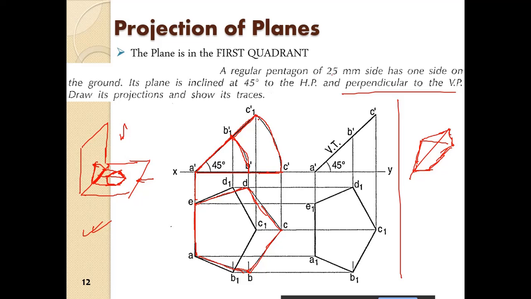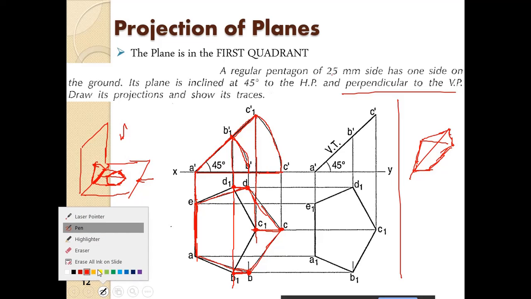Then what we do, from C1 dash we drop the projectors. From B1 dash we drop the vertical projectors. And from A, obviously it is already on the horizontal plane. Then from C we drop the horizontal projectors to C1, intersect at C1. Similarly, from D we will drop the horizontal projectors at D1, and from B we will drop the horizontal projectors at B1. Okay, so we have these points now.